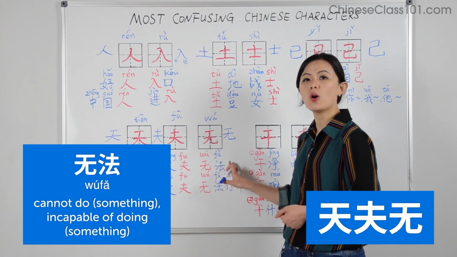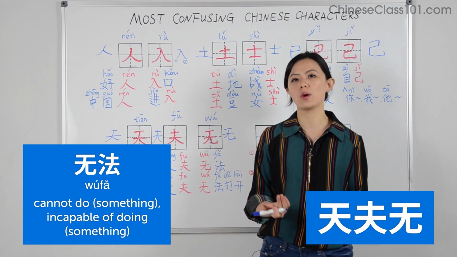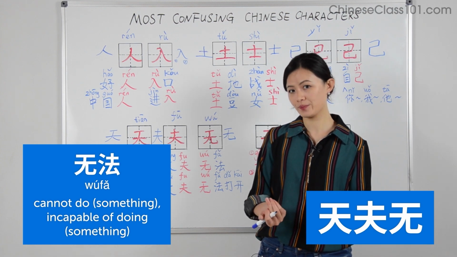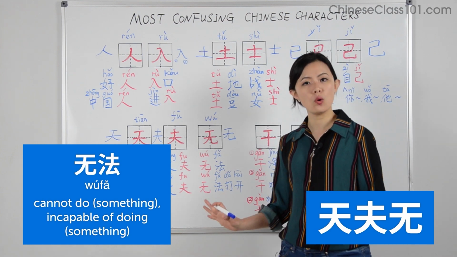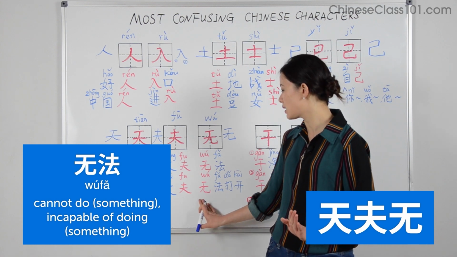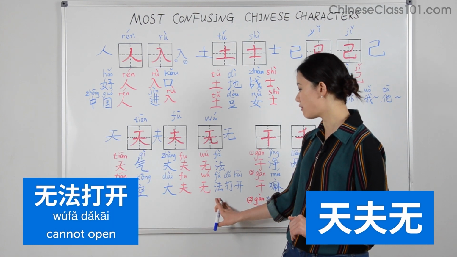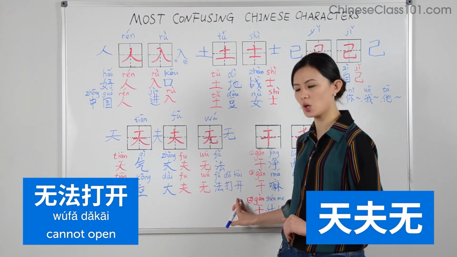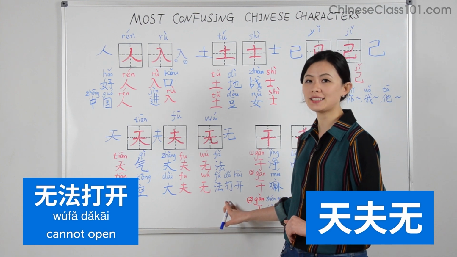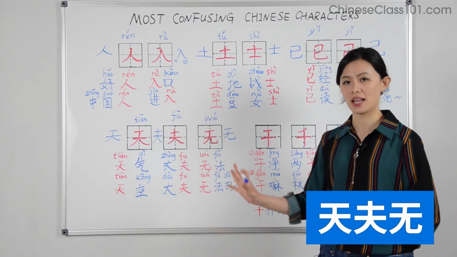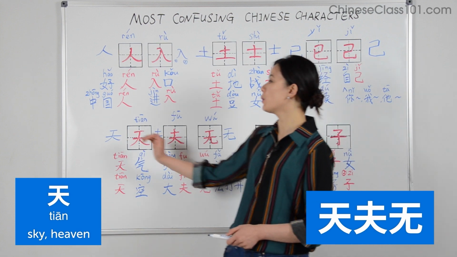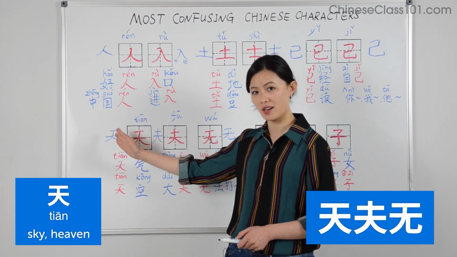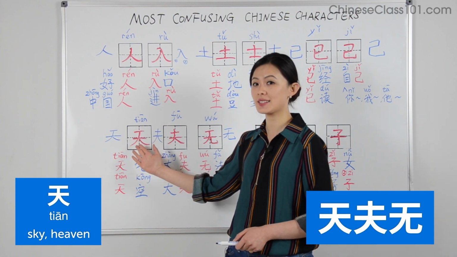Okay. A common word with 无 is 无法. 无法 is kind of a more formal way of saying cannot do something, incapable of doing something. When a website cannot open, you may see this on your computer. 无法打开, meaning cannot open. This website cannot open. So to recap, the one with the outlines of the sky, with nothing going beyond, is 天, sky.